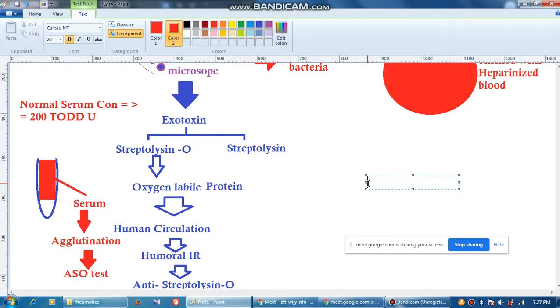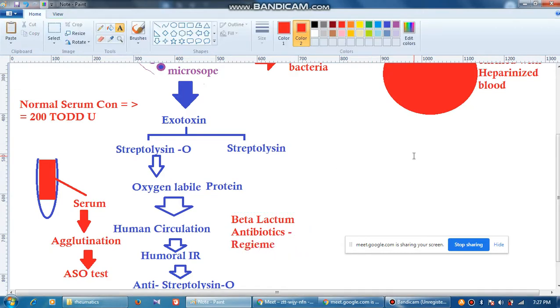The patient should be treated, usually by what? Penicillin injections. Okay. So, beta lactam antibiotics. Remember, beta lactam antibiotics. Mostly, by and large, a beta lactam antibiotics regime.